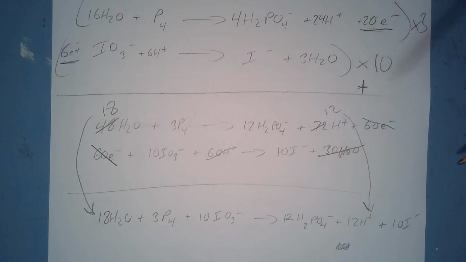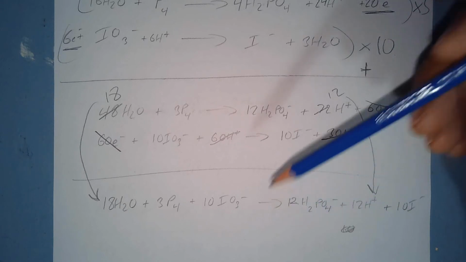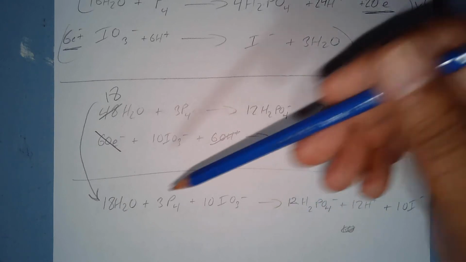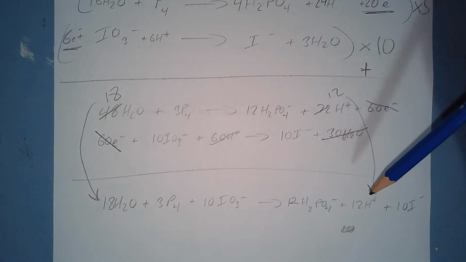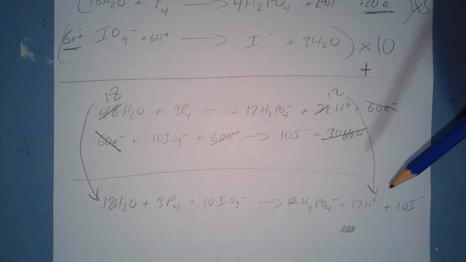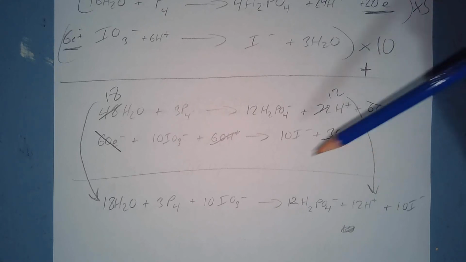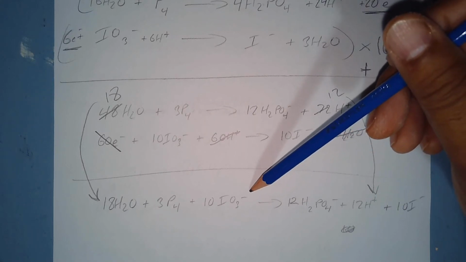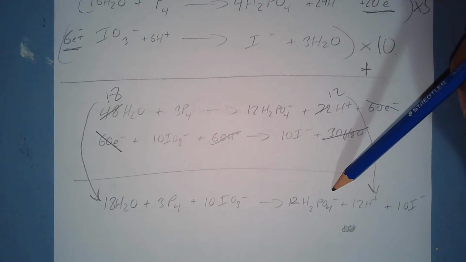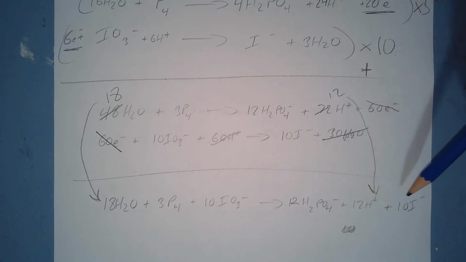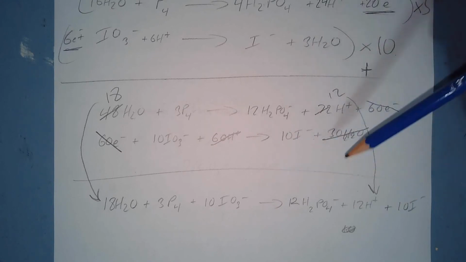Just like you always do with balancing equations, now you can go through all the atoms, left side, right side, and make sure you have the same number, and then also look at the overall charge. The overall charge on the left is negative 10. Here you've got negative 12, positive 12, negative 10, so it adds up to negative 10, and then you can go through all the atoms.